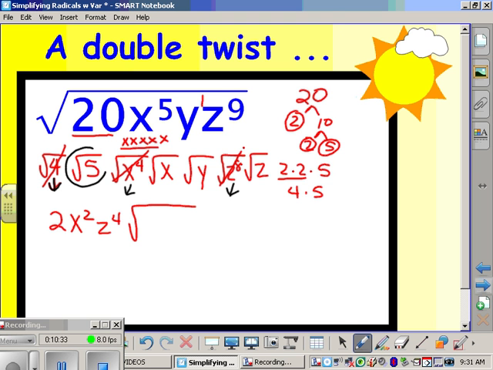Then we have radical 5, radical x, radical y, and radical z. None of those are perfect squares, so we will just put them all together under the radical symbol. And that completes the lesson on simplifying radicals with variables.